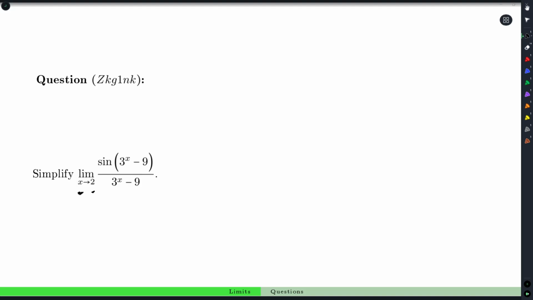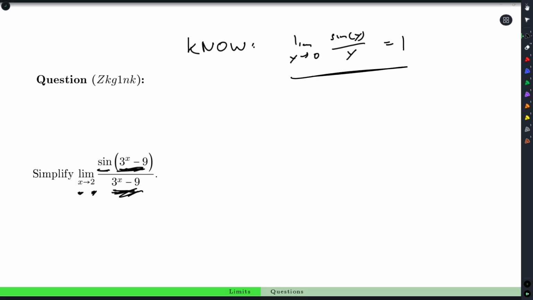Simplify the limit as x approaches 2 of sine of 3 to the x minus 9 over 3 to the x minus 9. Now, the experienced calculus person will say, okay, well, this is basically sine of blah over blah, and I know, right, this should sort of immediately send up a flare, that the limit, I'll use something other than x, I'll say the limit of y, as y approaches 0 of sine y over y.